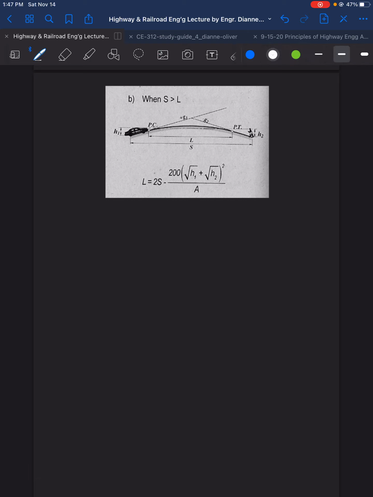So here we have. Now let's compute for the value of L. We have L equals 2 times 190 minus 200 times the square root of 1.07 plus the square root of 0.15, squared, all over the value of A, which is 1.5.